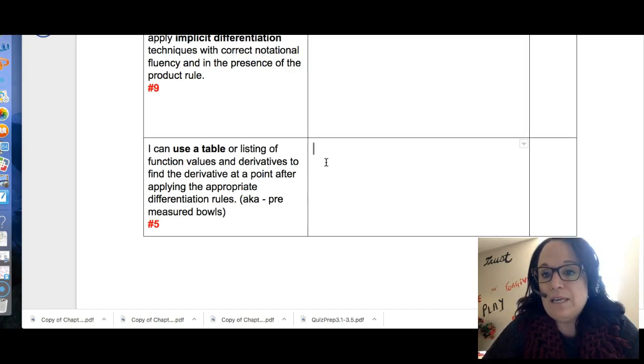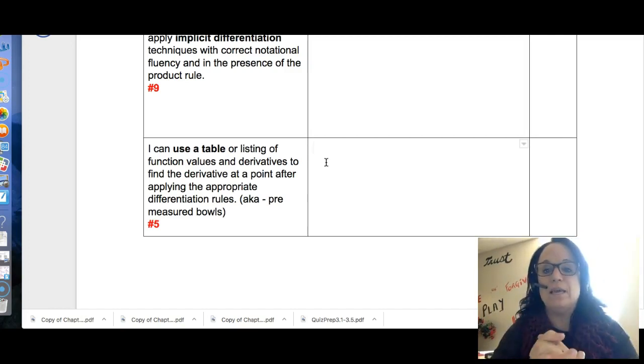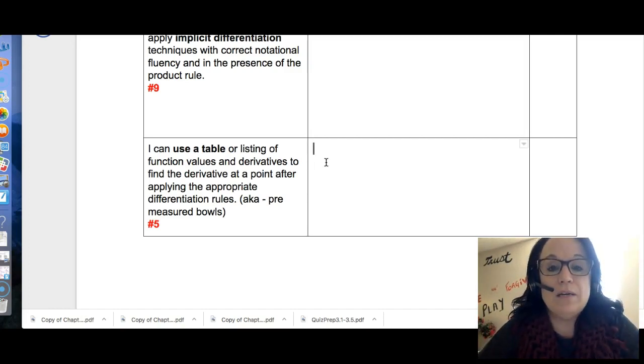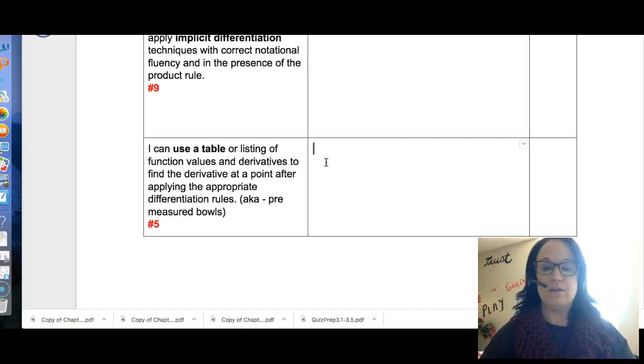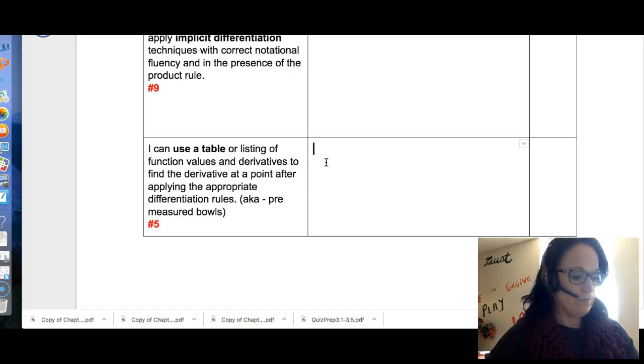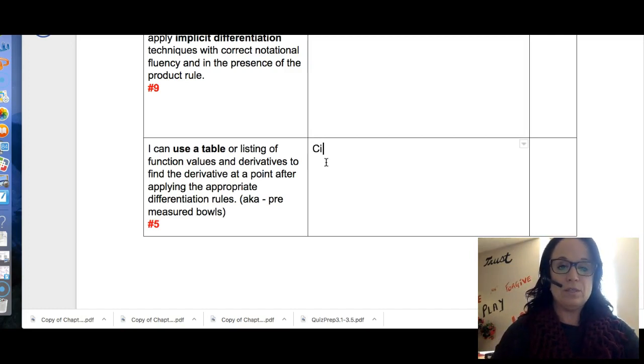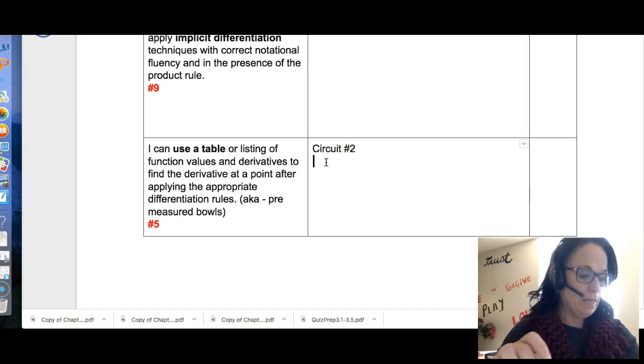Those are the ones I say are like pre-measured bowls. Like they'll say, find the derivative of f of x times g of x at x equals 4. And you do the product rule, and then you do it at 4, and you just grab all the stuff off a table or a listing of values. There were several of those on circuit number 2. They were also in our notes.